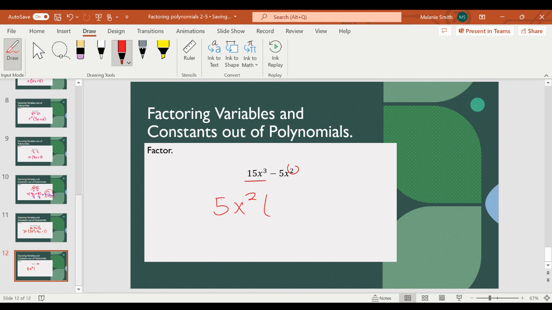So if I do 15x cubed divided by 5x squared, and I do negative 5x squared divided by 5x squared, 15 divided by 5 is 3, x cubed divided by x squared is x, and then negative 5 divided by 5 is 1, x squared divided by x squared is also 1, so we don't need to put that. 1 times 1 is just 1. And so those are my factors, 5x squared and 3x minus 1.